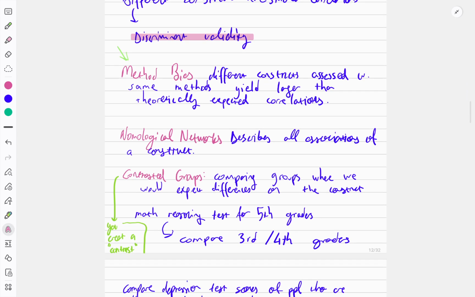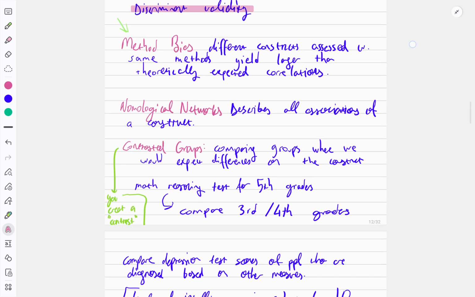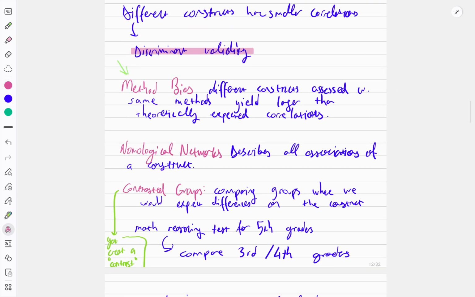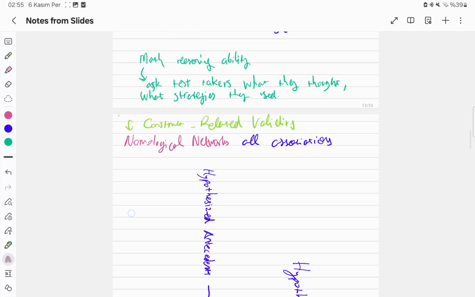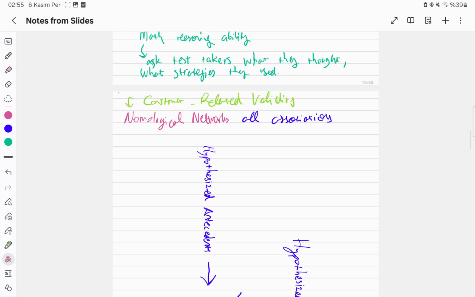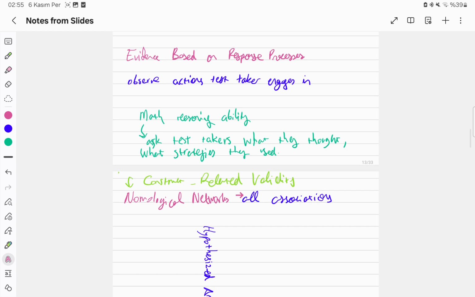Then we also use nomological networks. They describe all associations of a construct. I think we will explain this in a later slide, but I want to further explain it right now, so I took the slide where I was explaining nomological networks. It's about all associations of the item.